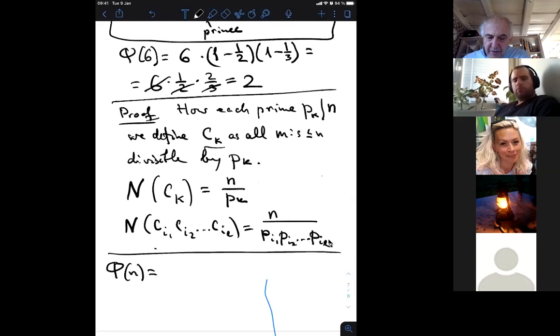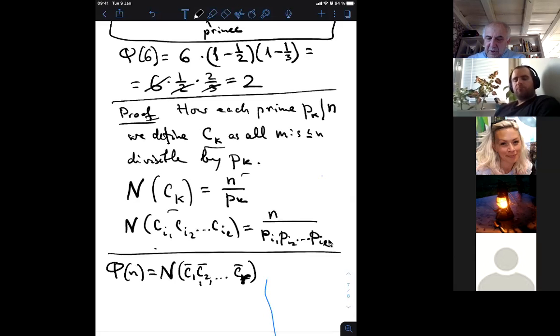Phi of n is the number of positive integers between 1 and n such that they are not divisible by the first prime, the second prime, and so on. Say we had k primes. Maybe not such a good index choice. Let me use small r here.